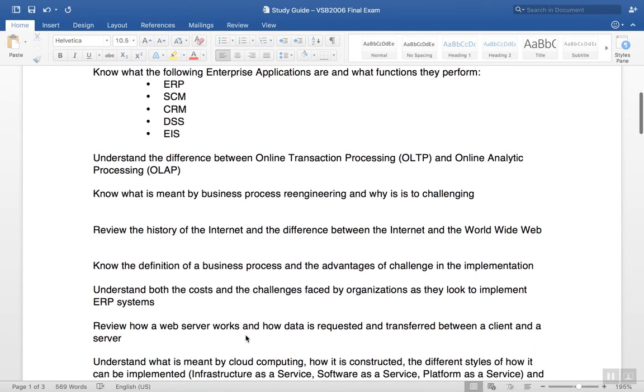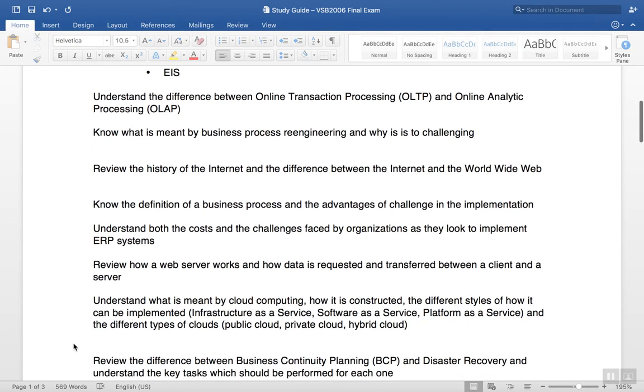Want to go back to take a look at how a web server works. Basically, it communicates through a browser running on a machine, sending requests into a server, which then translates it and returns a result back based upon what the request is based on.